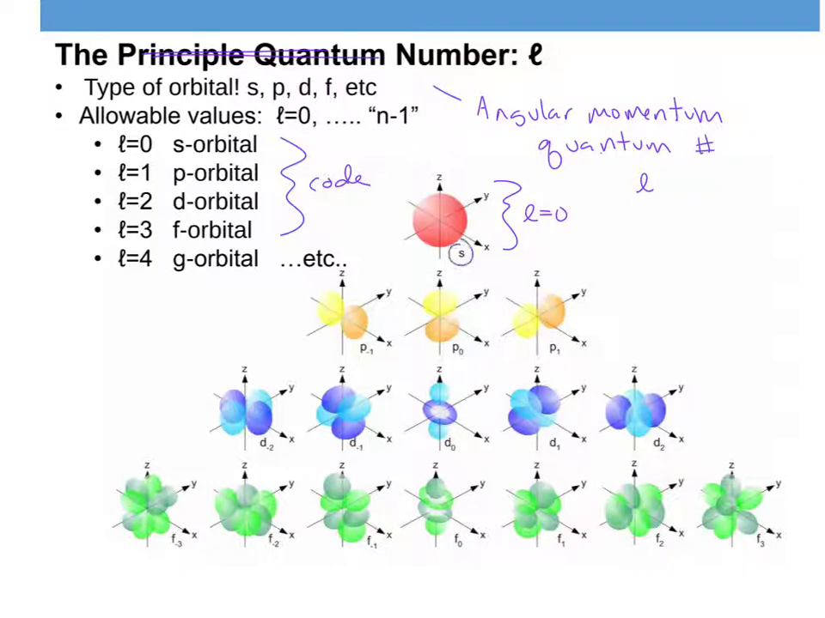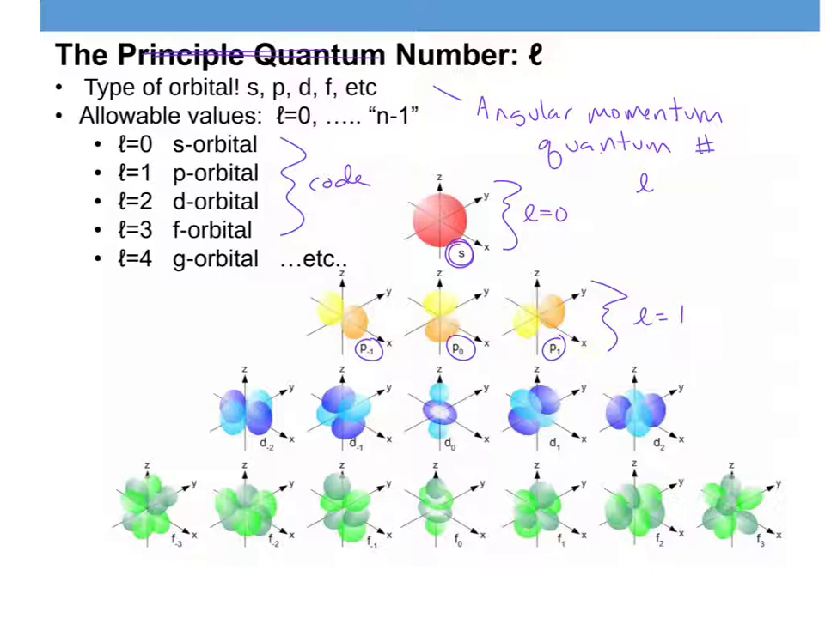It's always going to be an S orbital. So it's going to be this spherical S orbital. Whenever your L equals 1, that's talking about P orbitals, which are these sort of dumbbell-shaped looking things, right? There's two lobes on either side of where the nucleus is.